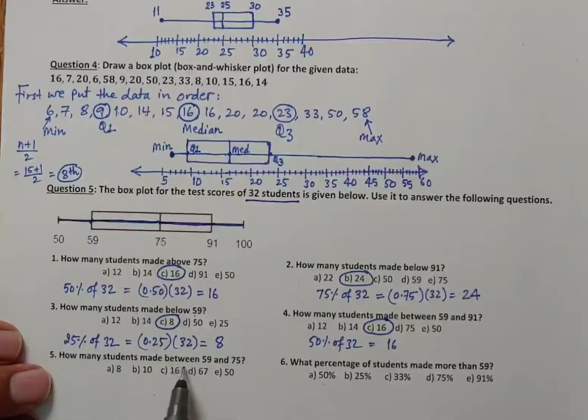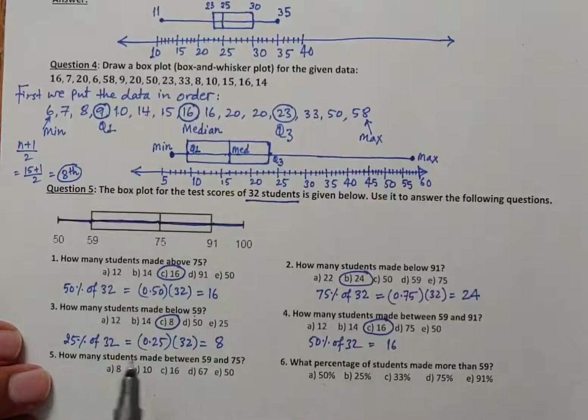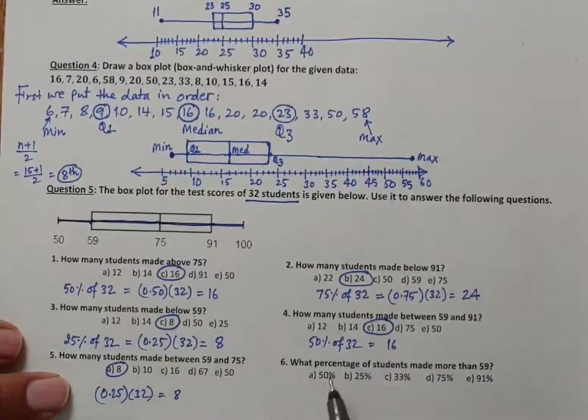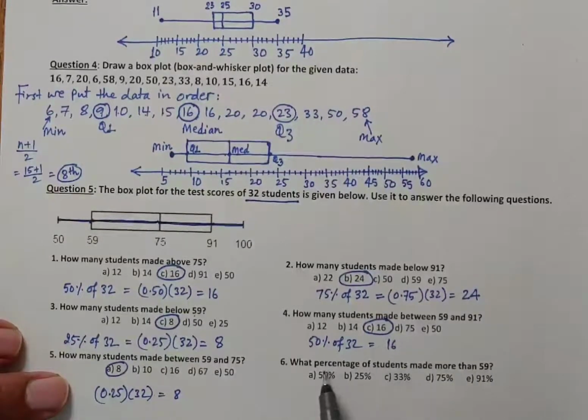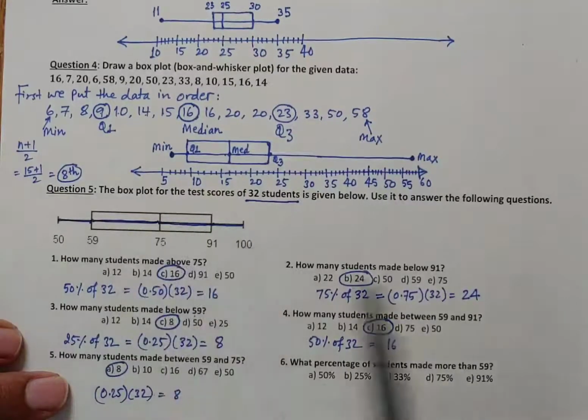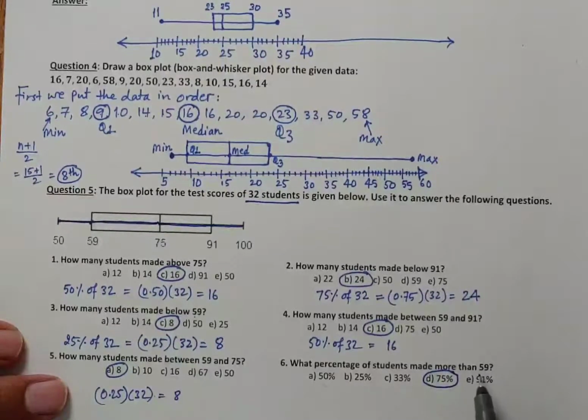How many students made between 59 and 75? Between 59 and 75 is 25%. So 25% is 8, right? 0.25 times 32 is 8. And here, what percentage of students? Now this question asks for percentage. What percentage of students made more than 59? More than 59 is 25, 25, 25, so 75%. So 75% of students made more than 59.